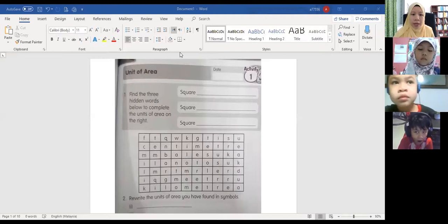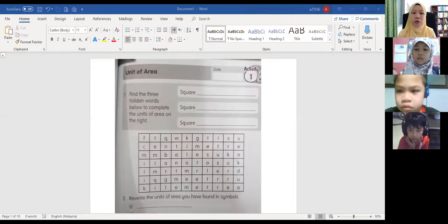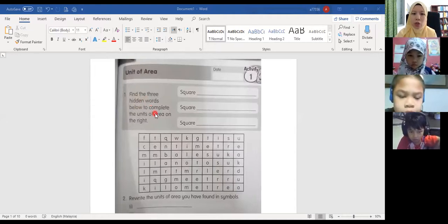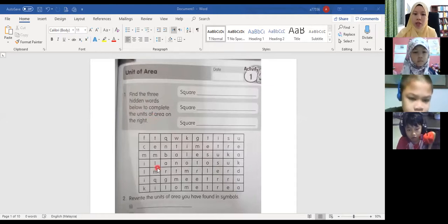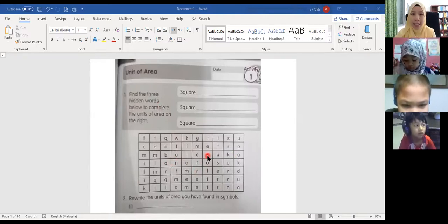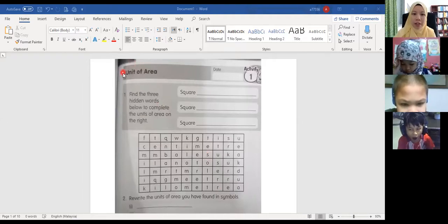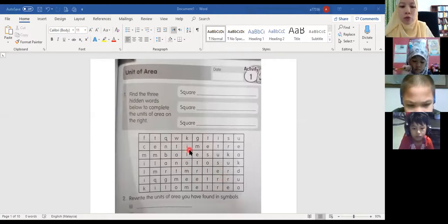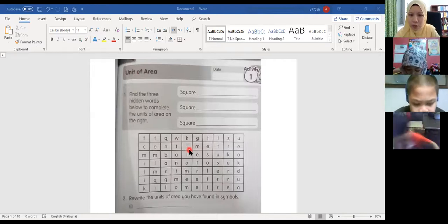Okay, now look at page 53. Now, I want you to give me the answer. You have to find the three hidden words below to complete the unit of area. So inside this puzzle, you have to find out the hidden name, the unit of area. Okay, just now I already told you what the units of area are that we have learned. So, find from here. What is the unit that you can find from the hidden words here? Who can give me the answer? Please start, or you can write in your book.